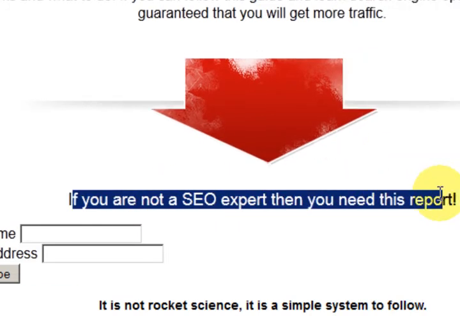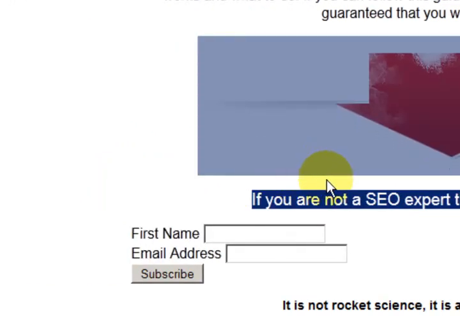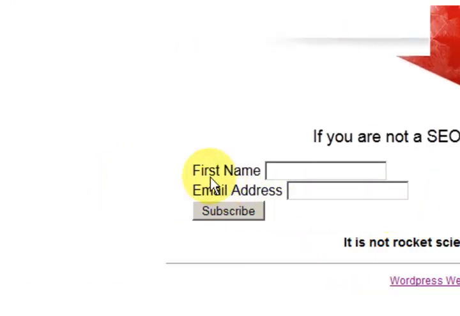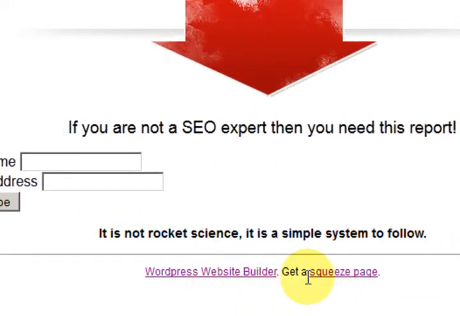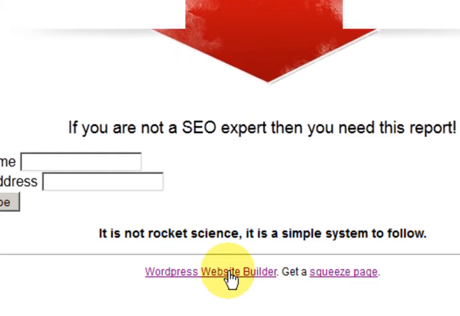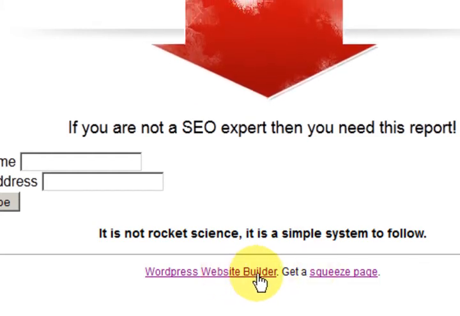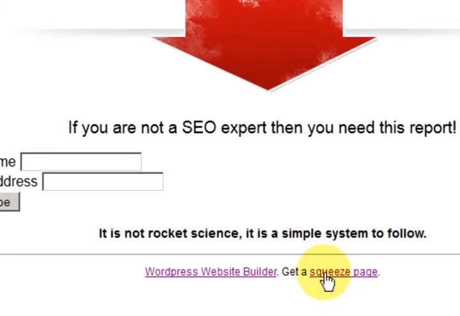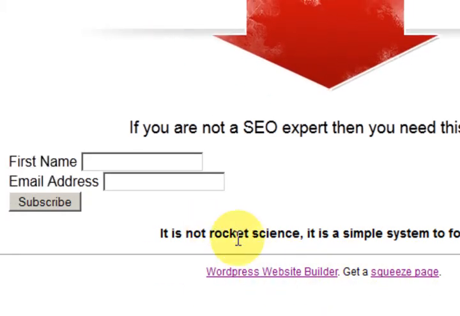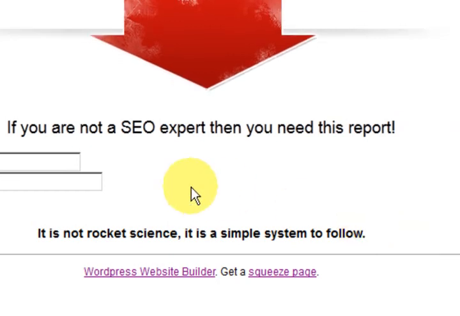This one here I could probably make into a couple of capitals there. And this part is not good. Now here's what I just did just then, see? So website builder, WordPress website builder, get a squeeze page. Okay. And I can also put more in here as well.